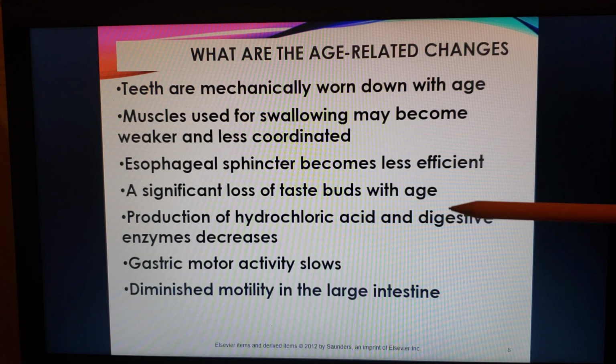To go back to a significant loss of taste buds with age, this has a significant impact on a patient's nutritional status. A lot of your geriatric patients have anorexia. They don't have an appetite, and they do find it much more difficult to eat with the loss of taste buds. So as you can see, with the impact of aging on a patient's digestive system, we can see where there are potential problems nutritionally for our elder patient.